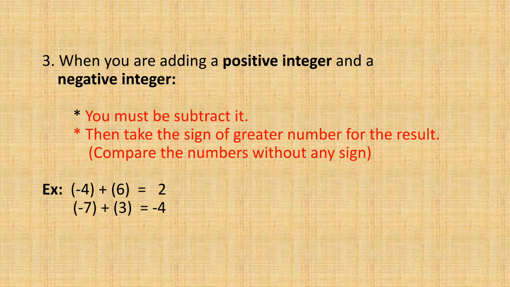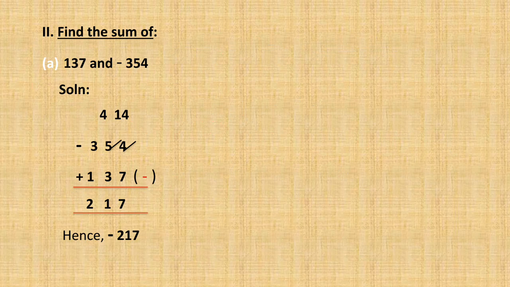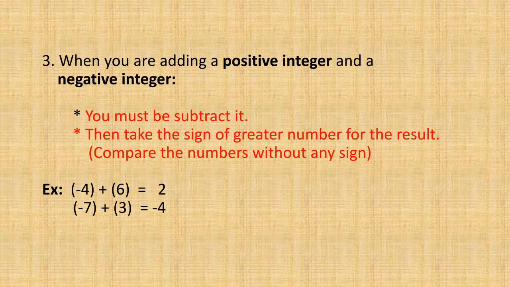Next sum, minus 7 plus 3. Minus 7 is negative, 3 is positive. So, subtract 7 minus 3, you will get 4. And then, we have to check the sign. Which is the highest number? 7 or 3? Yeah, 7 is the highest number and having the sign minus. So, we can write minus 4.